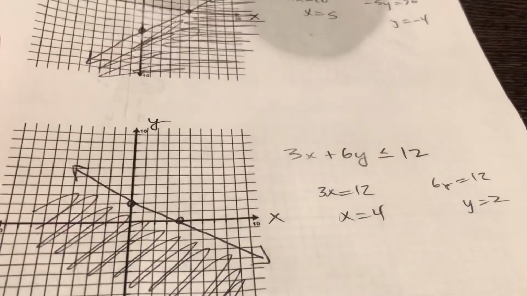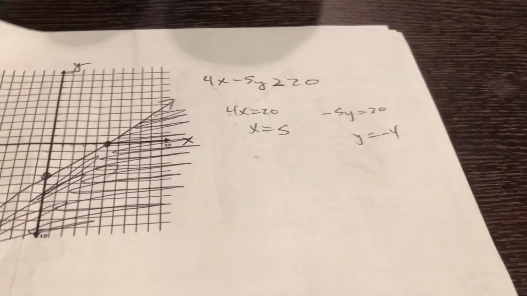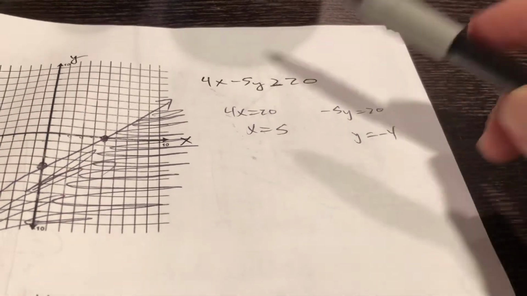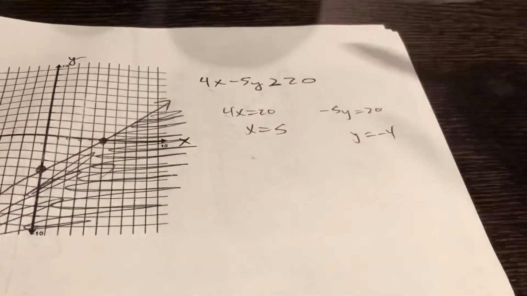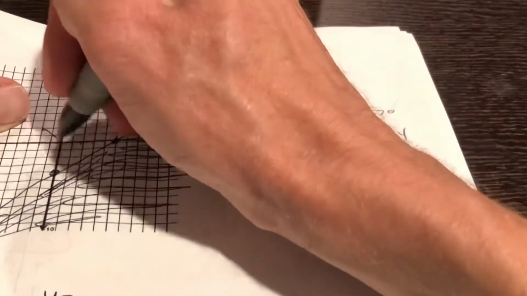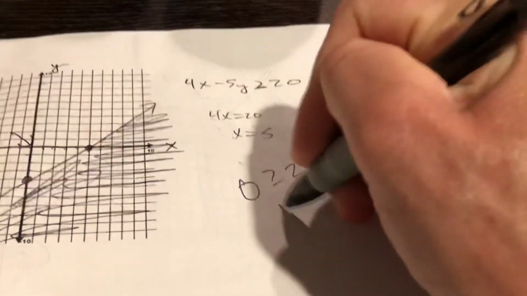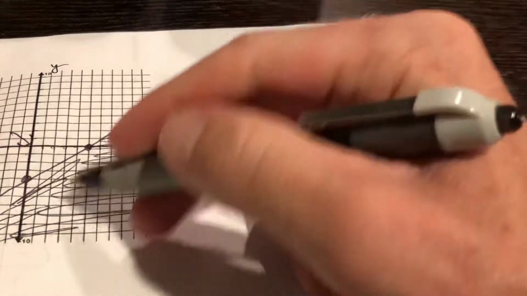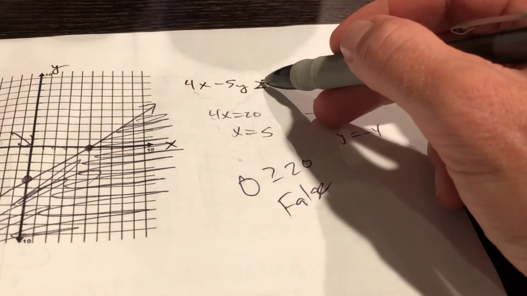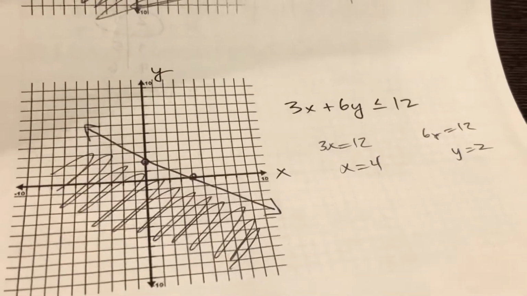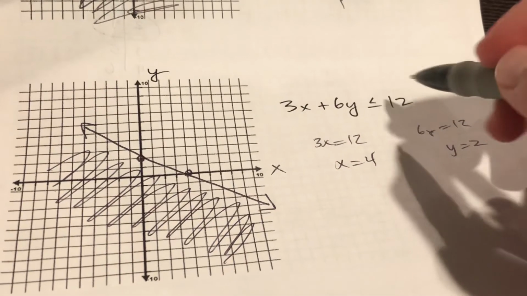All right, a few more here. 41, 4x equals 20, negative 5y equals 20. Get your two intercepts, 5 and a negative 4. I would test 0, 0. If you test 0, 0, plug 0 in for x, 0 in for y, you have that statement which is false. So you shade below the line, even though it says greater than or equal to, because y is negative. There were some errors on your quiz with the shading, so let's get that down. Maybe ask me some questions on Wednesday.